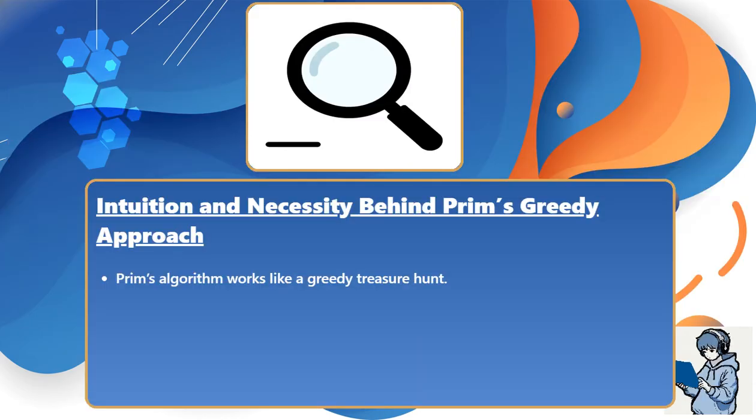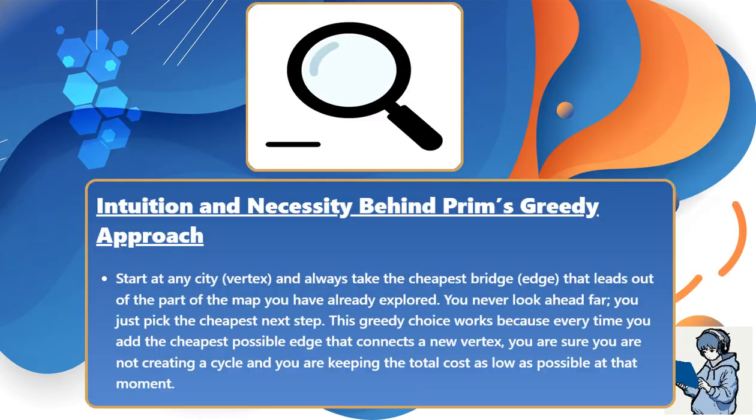Prim's algorithm works like a greedy treasure hunt. Start at any city (vertex) and always take the cheapest bridge (edge) that leads out of the part of the map you have already explored. You never look ahead far, you just pick the cheapest next step. This greedy choice works because every time you add the cheapest possible edge that connects a new vertex, you are sure you are not creating a cycle and you are keeping the total cost as low as possible at that moment.